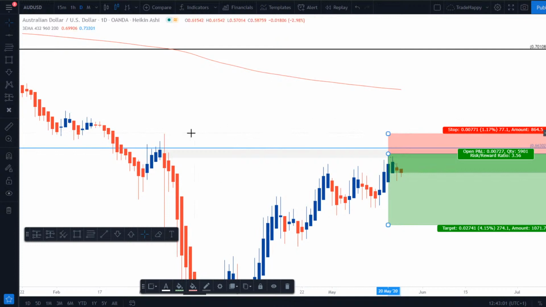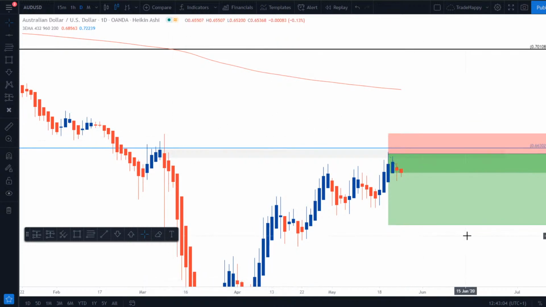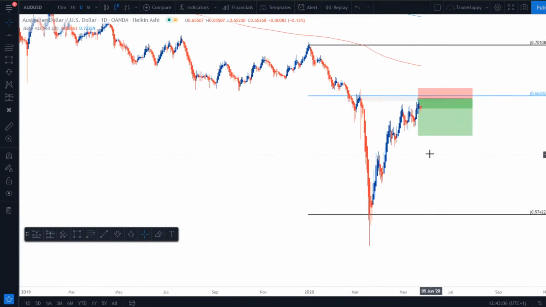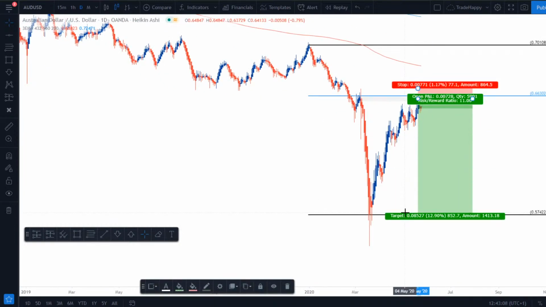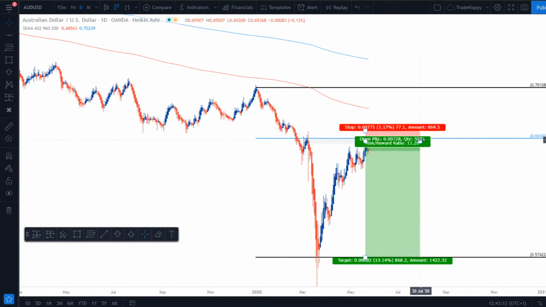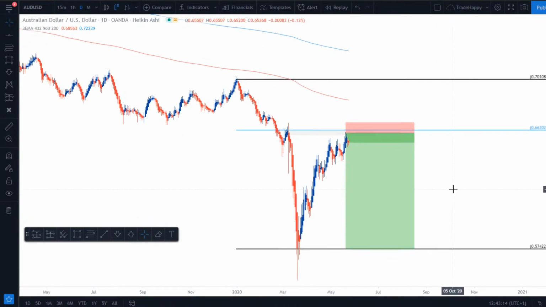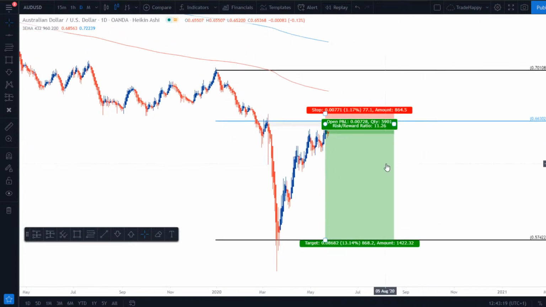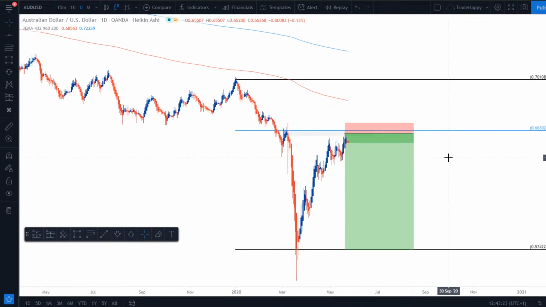And then stop loss would be above this high, because I don't want my stop loss to be too big. And then bang, all the way down here at these lows. And that's the trade. You'd probably be holding that for another 3 or 4 months maybe. But that's a really nice trade. 11 risk reward, perfect trade.